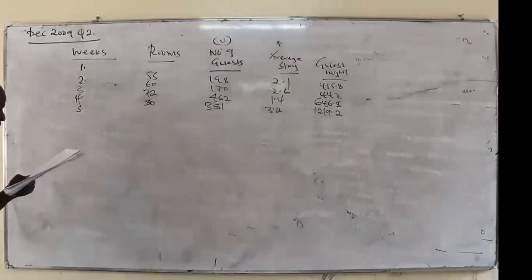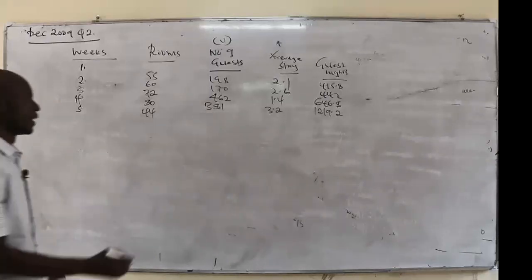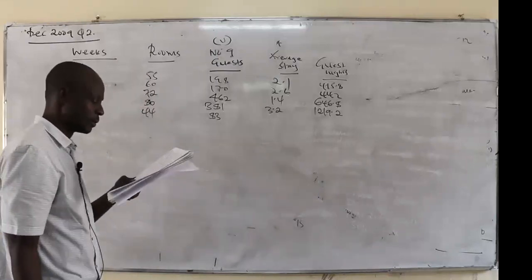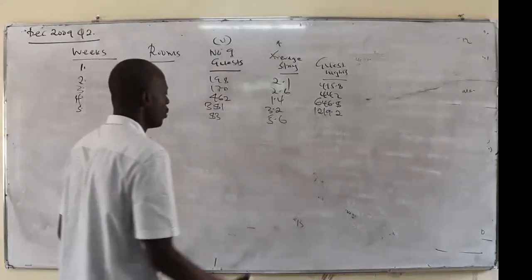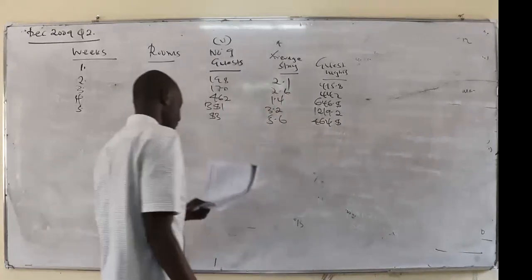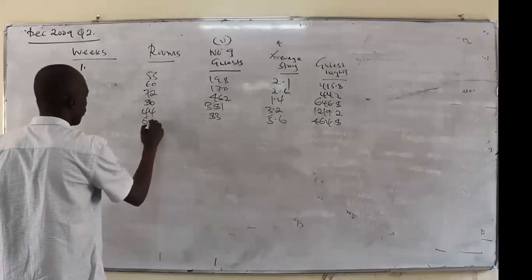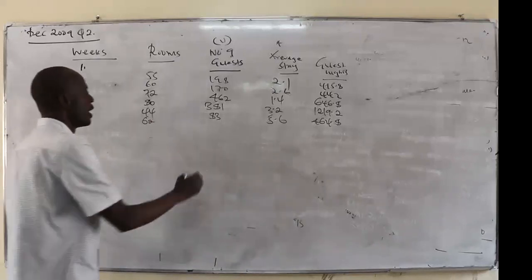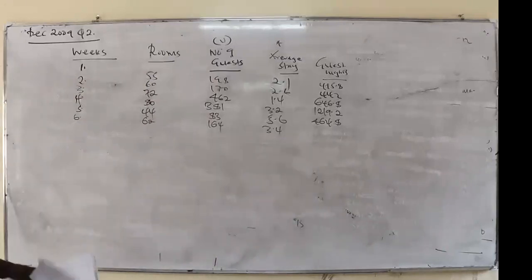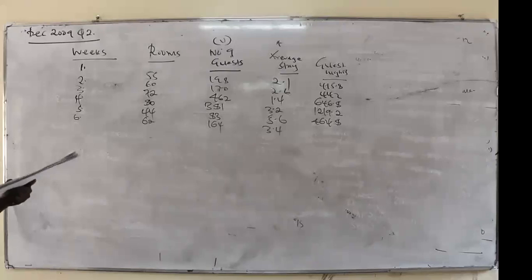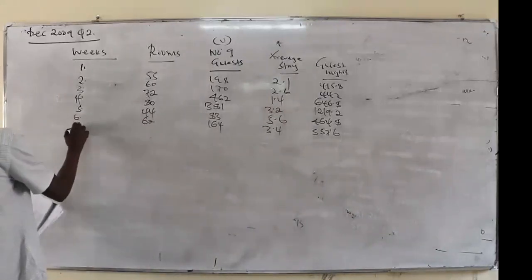Then week 5. How many rooms? 84. Number of guests, 83, which is 5.6. That gives 464.8. Then number 6. How many rooms? 62. How many guests? 164. Average stay? 3.4. Guest nights? 557.6.